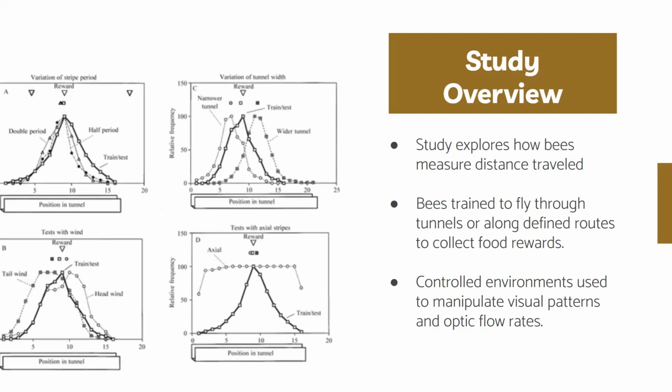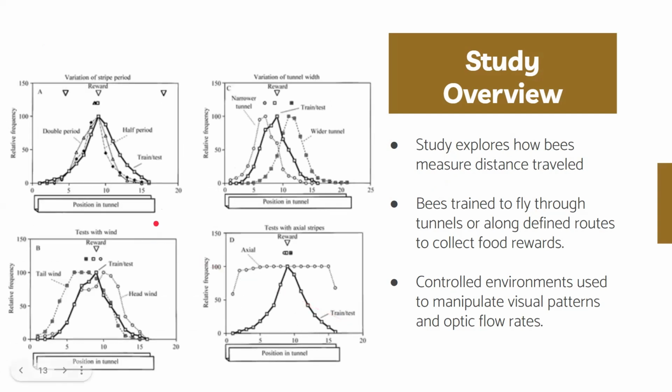We have 4 diagrams up here. The first one is going to show a test of the effect of visual pattern spacing for stripe period on odometry. Panel B down here is going to examine the impact of airflow, headwind versus tailwind, on navigation. And it shows that bees are going to rely on optic flow rather than physical effort or airflow to estimate distance, which is why it has this very straight line right here in the middle.